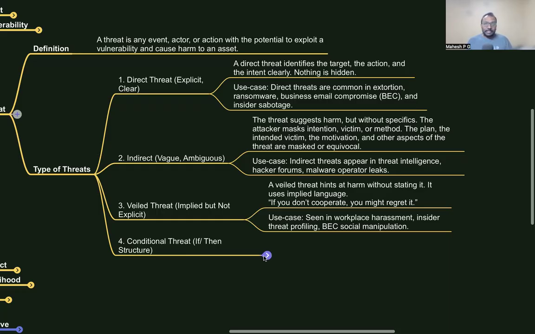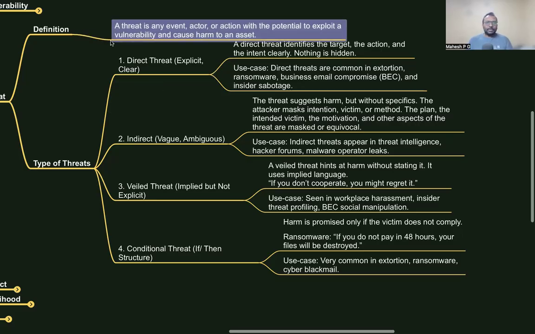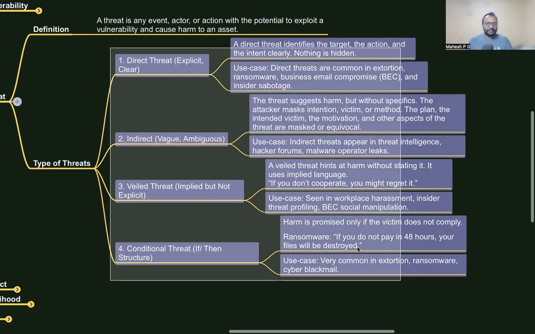And finally, the conditional threat: if you do not pay the ransom, we are going to destroy your data and you will not get your data back. So these are the direct threat, indirect threat, veiled threat, and conditional threat. Why do we need this? According to these different types of threats, we can understand the intention of the attack, the urgency and importance, and take appropriate action for the organization. So remember the types of threats.